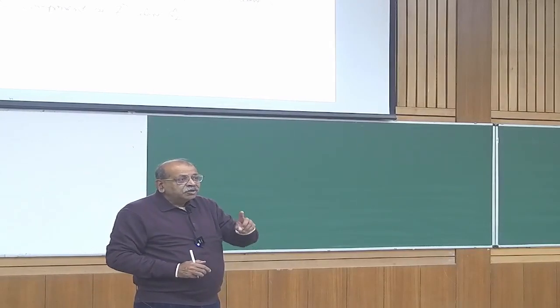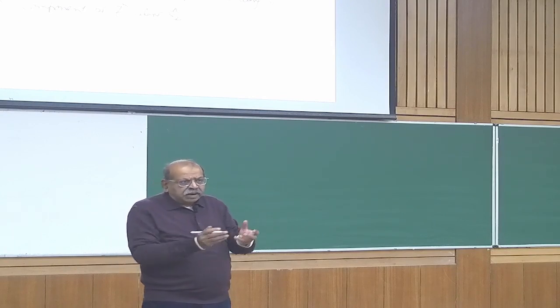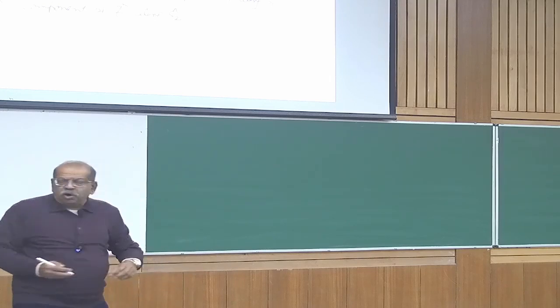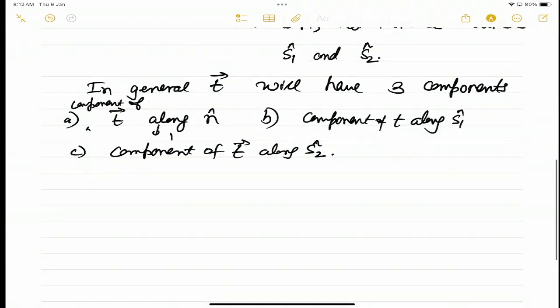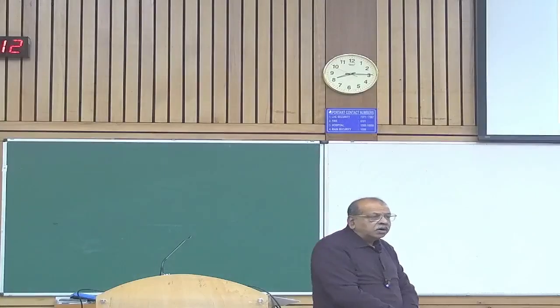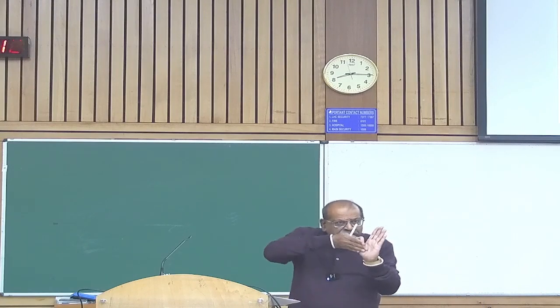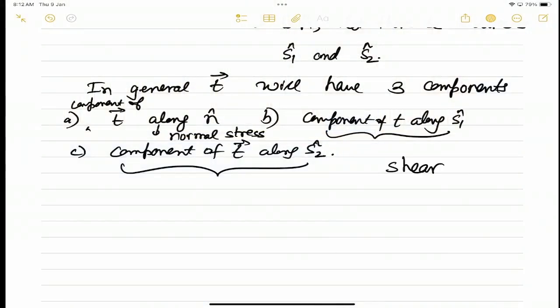And what will be the force? Force will be T multiplied by dA. Whatever is that component, we multiply by dA to give us the force in that direction. Okay? So now the component along n is what we will call the normal stress. And what are these two components called? They are called the shear stresses. They are components of the traction force in the plane of the area dA. So these two components collectively are called shear stress.